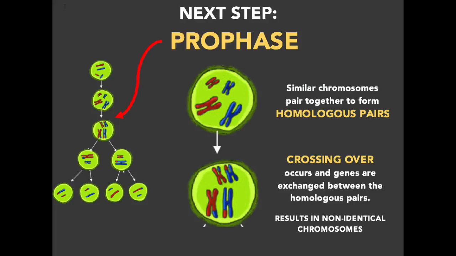Crossing over then occurs between these homologous pairs and genes are exchanged. This results in non-identical chromosomes. It is crossing over that increases genetic variation within a population.